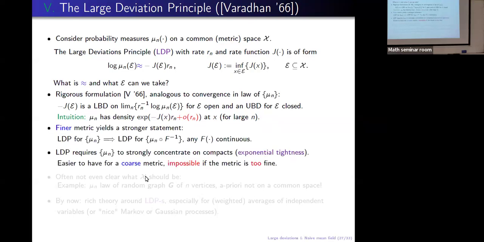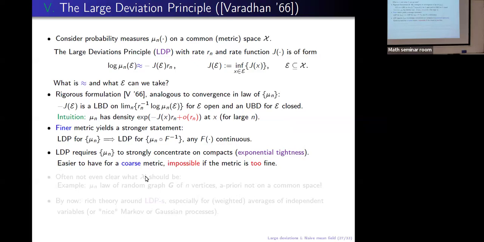Now you can see that if you choose a finer metric in this business, I mentioned the space, but I also mentioned a metric, the finer metric is a stronger statement because you have more open and closed sets. In a weaker metric, you will have fewer of them, and you will have weaker bounds. In particular, if you have a large deviation principle, then whenever you apply a continuous map, you automatically get another one, because you just make your metric weaker when it's continuous.